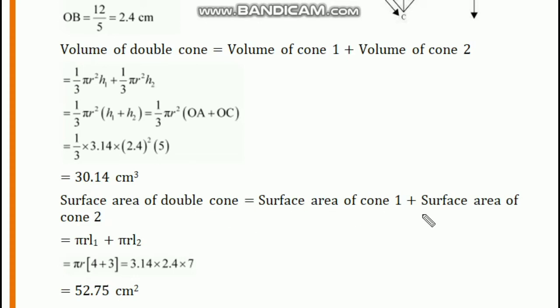Next we need to find the surface area of the double cone, which is equal to the surface area of cone 1 plus the surface area of cone 2, that is the upper cone plus the lower cone. We know the formula pi r L1 plus pi r L2. Substituting the values, with slant heights 4 and 3, after simplification the surface area of the double cone is 52.75 centimeter square.